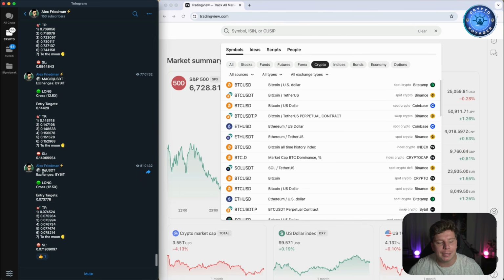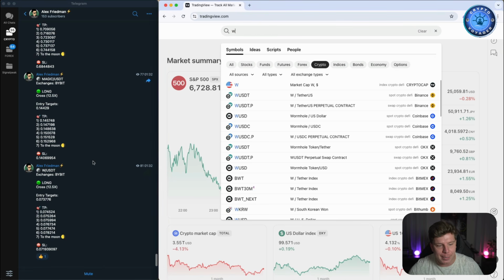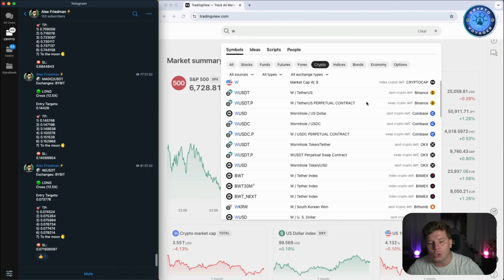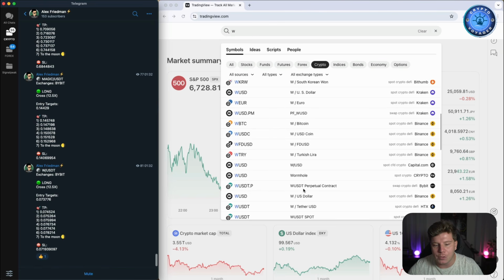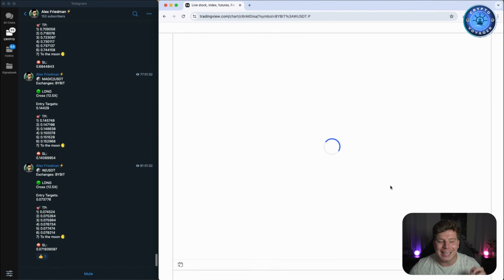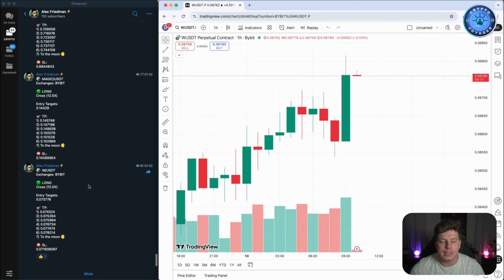So let's put this signal that I read out earlier into TradingView. The first thing you're going to do is type in the first symbol, which is before the brackets. So it's W. You can see here you got WUSDT, which is exactly what this says. If you want to go completely with what they recommend on the exchange, you can find it here. You can see Bybit here with WUSDT. So we're staying on the exact format of what the signal is sending.